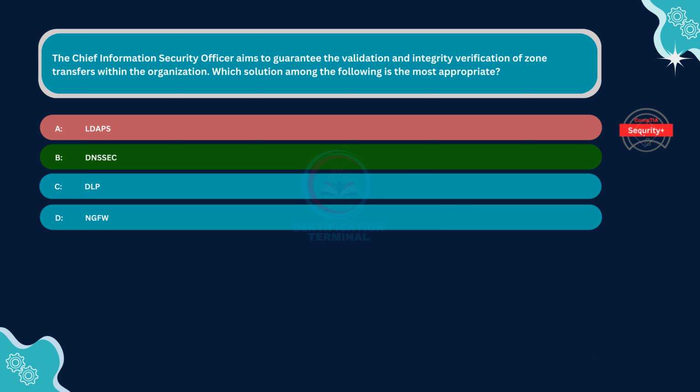LDAPS is a protocol used for securing LDAP communication. While LDAPS provides encryption and authentication for LDAP traffic, it is not directly related to DNS zone transfers or integrity verification. Option C, Data Loss Prevention, DLP, is incorrect. DLP solutions are designed to prevent the unauthorized disclosure of sensitive data. While important for overall security, DLP does not specifically address the validation and integrity verification of DNS zone transfers. Option D, Next Generation Firewall, NGFW, is incorrect.